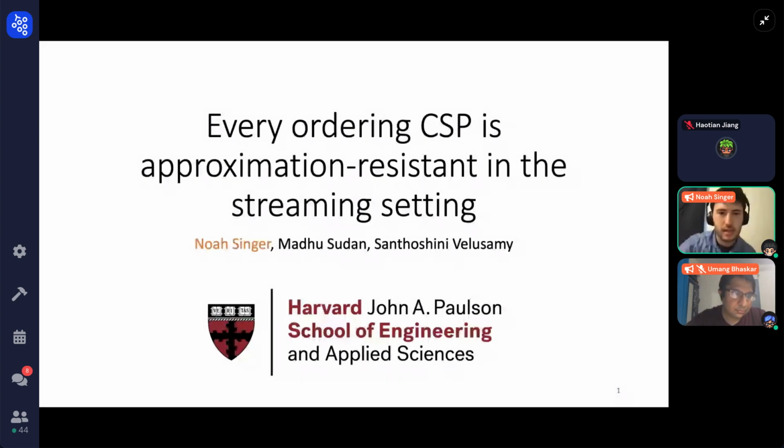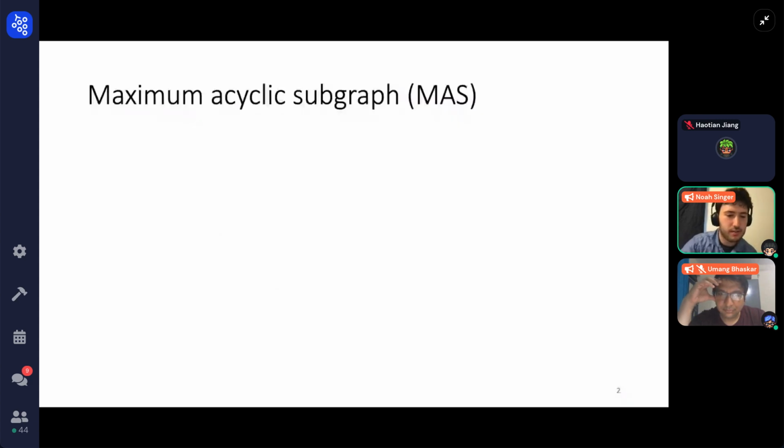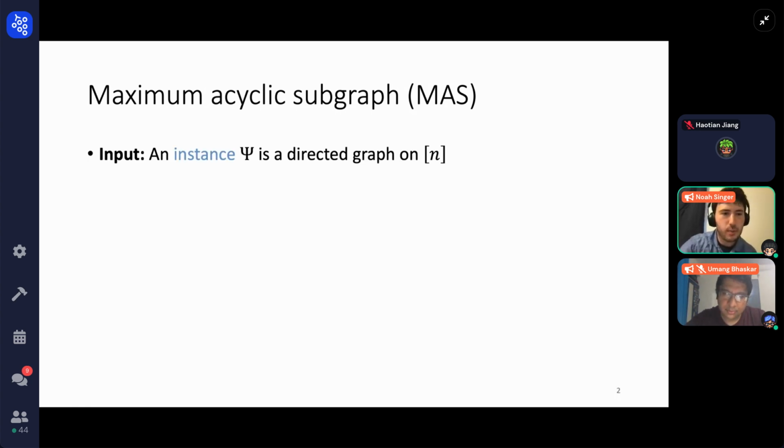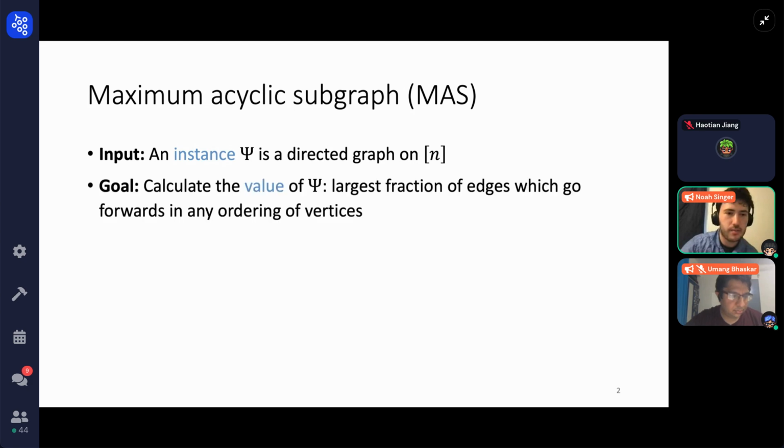So first, I'm going to tell you what an ordering CSP is. And I'm going to start by telling you the simplest example of a problem that fits. The simplest problem that fits this ordering CSP framework is called the max acyclic subgraph problem. So in this problem, an instance, which we'll denote by psi, is a directed graph on the first n natural numbers.